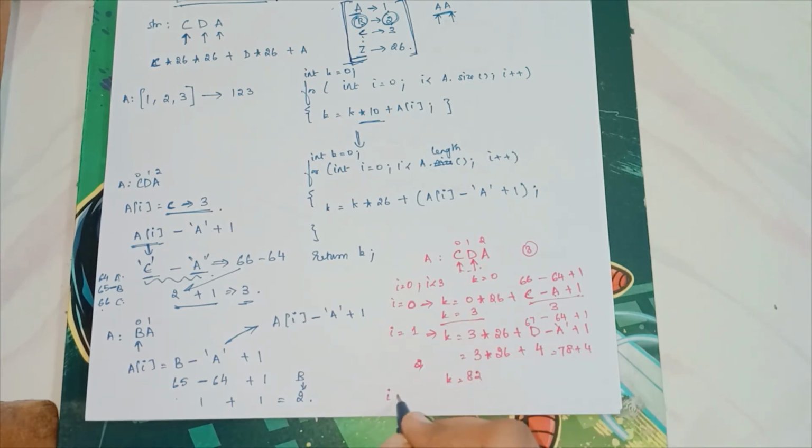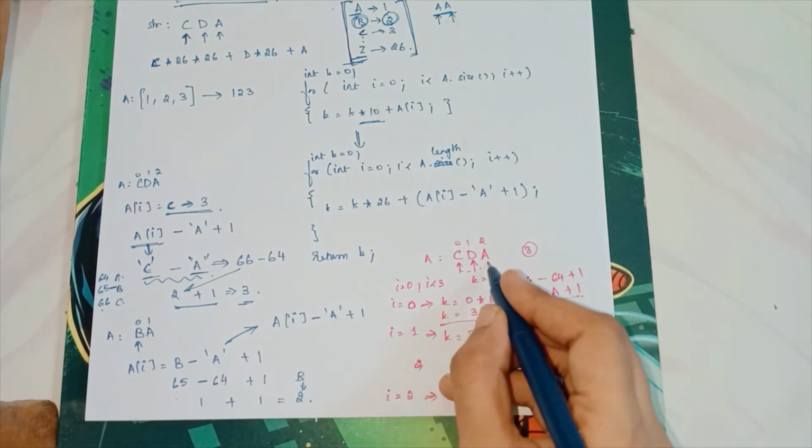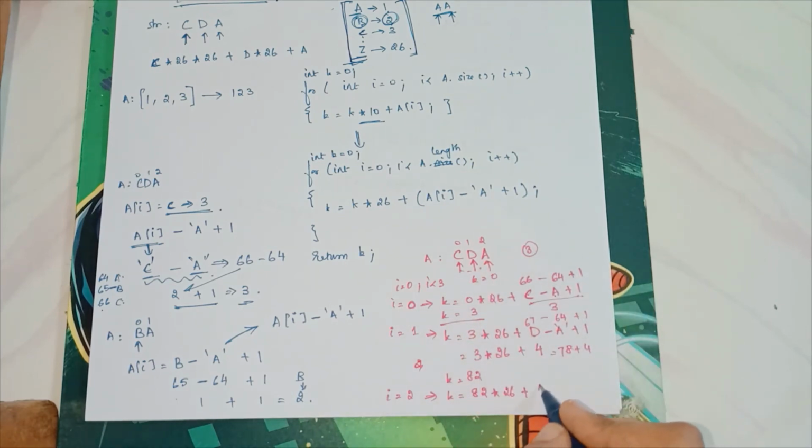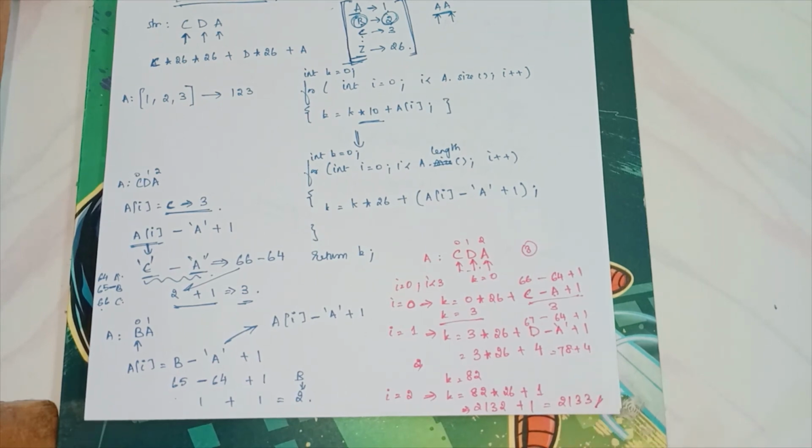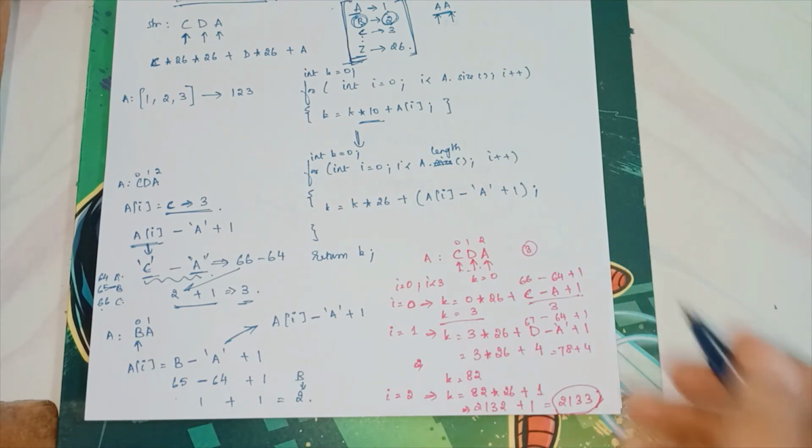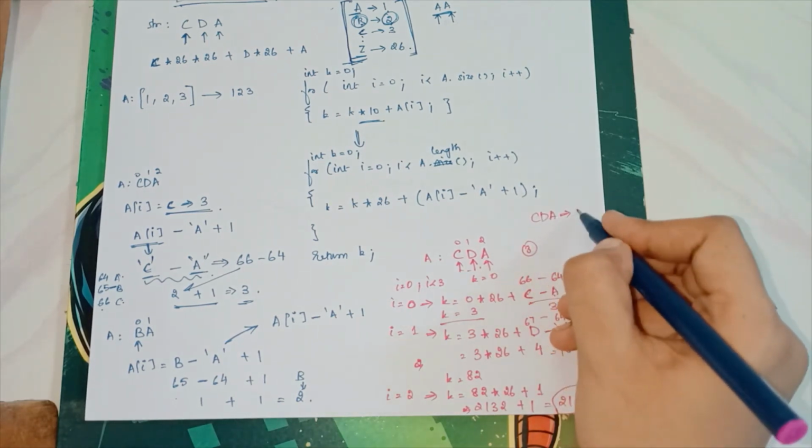At I is equal to 2, K is equal to 82 into 26 plus, what is my final character? A. So A minus A plus 1 will only amount to 1 here. So 82 into 26 is 2132. 2132 plus 1, I get the answer as 2133. So CDA is going to return finally 2133 as my answer.